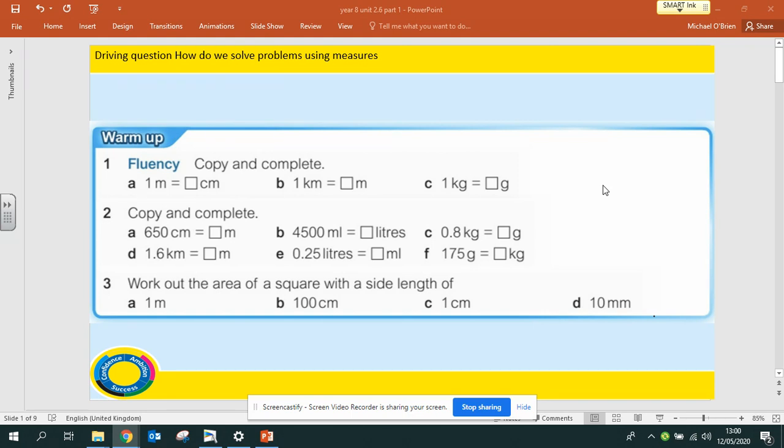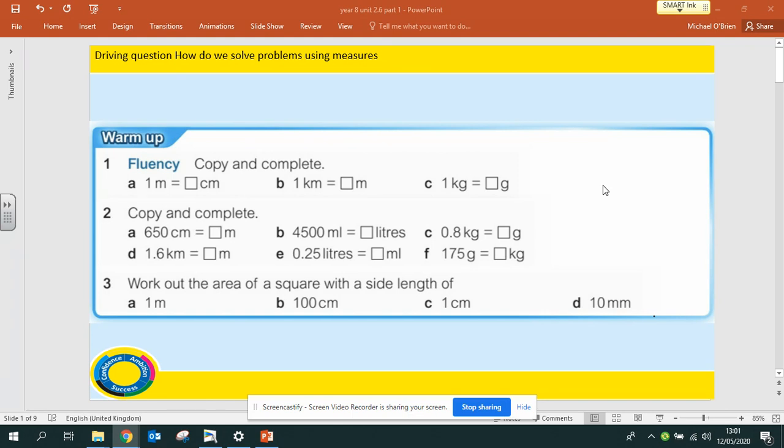So, 1 meter is 100 centimeters. 1 kilometer is 1,000 meters, and 1 kilogram is 1,000 grams. Now, I would expect you all to have known that.